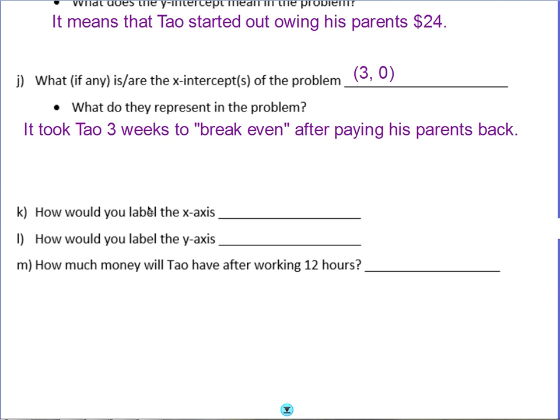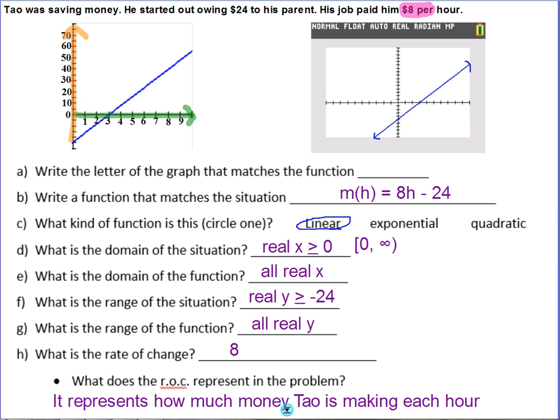How would you label the x-axis? Well, again, this is about time. So we're talking per hour. So we should be labeling the x-axis as hours. And the y-axis is how much money he has.